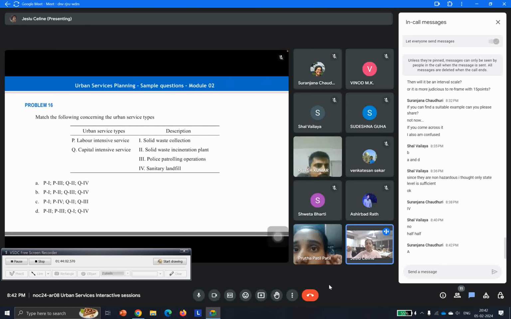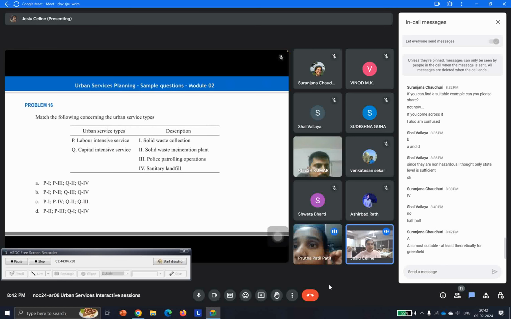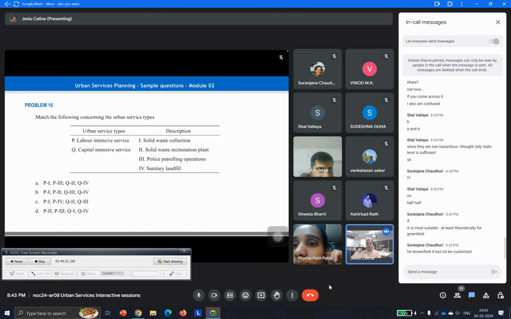Match the following concerning the urban service. Option A is most suitable, at least theoretically, for greenfield. Yes, correct. So we are talking about the guidelines, like the standards which we are following. So that's why option A is the correct answer. Now, question 16, match the following. So this is again a very simple question: labor intensive service and capital investment service. So description. So you can easily answer this and tell me what's the answer.